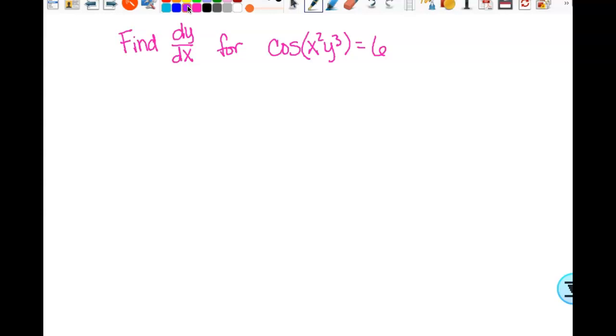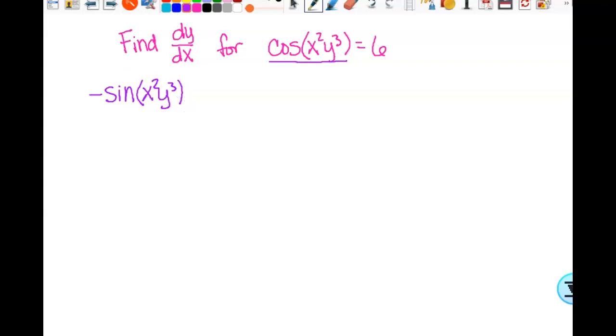Okay. Are we ready for us to go through this together? All right. So we're going to start with this term right here on the left-hand side. We're going to have to use the chain rule, so we're going to take the derivative of the outside, which is the trig part, right? What's the derivative of cosine? Negative sine. So that's going to give me negative sine, and I leave the inside alone. x squared y cubed. Okay?